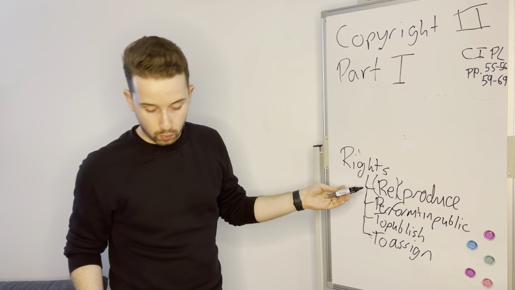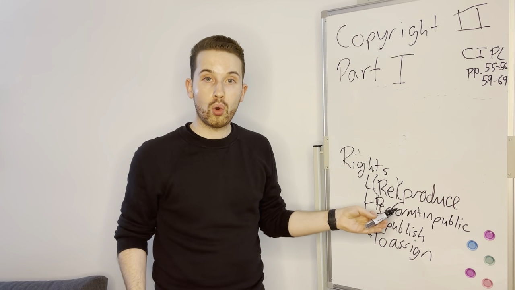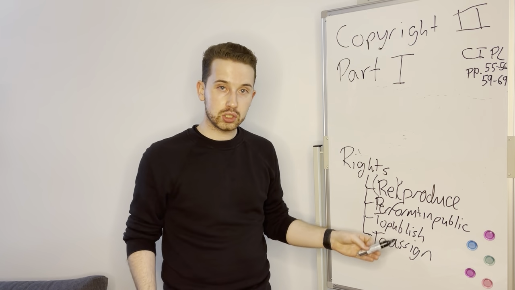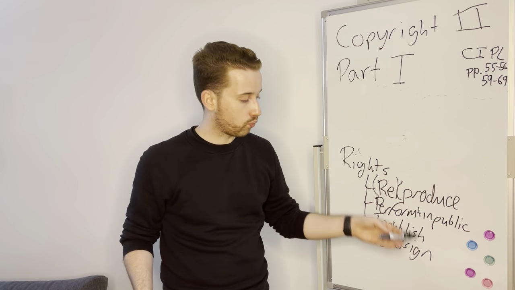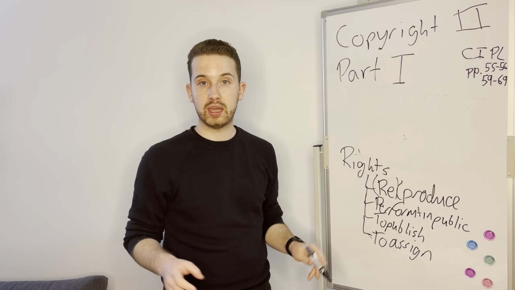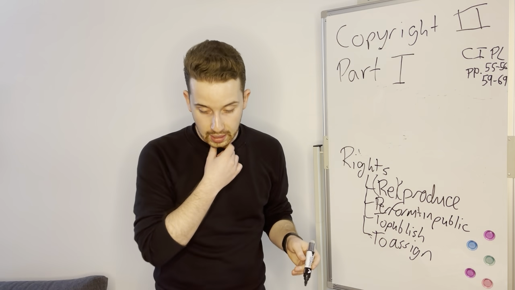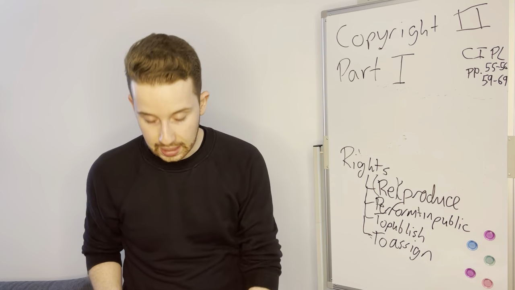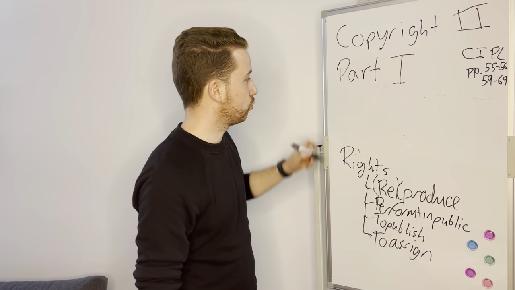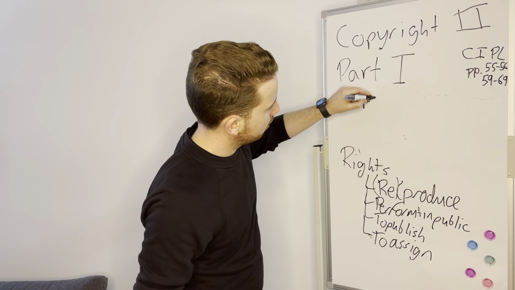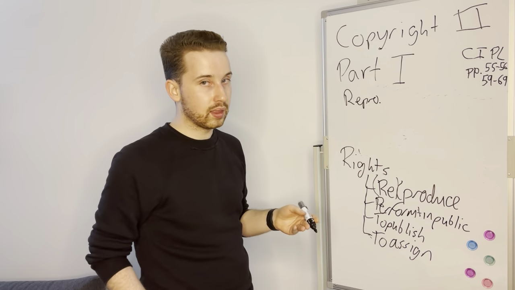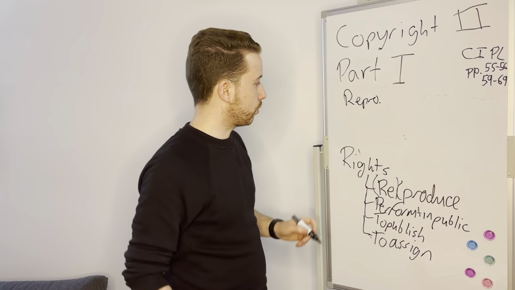So we said there's the right to produce or reproduce, the right to perform in public, the right to publish, and the right to assign, which is really an intrinsic character of the three rights being transferable, in whole or in part, for money or not, right? So the first right is reproduction. We'll look at this in this capsule, and we'll also look at it in the next one, and then we'll look at the other three.